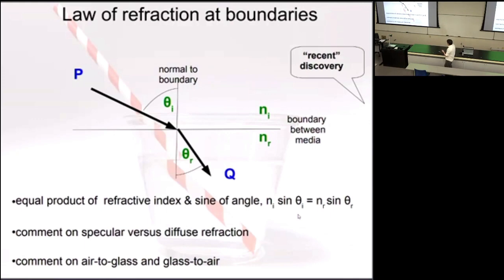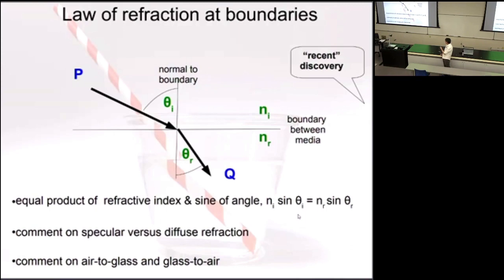So here's a picture of refraction, and it's going to lead us to a law of refraction downstairs here. Here's a horizontal line. Again, it's the boundary between two different optical media. So above the horizontal line might be air, below it might be water. We're going to label these two different optical media with a number. This number is called the refractive index. So there's NI here, upstairs. This is the refractive index of the incident medium. There's NR downstairs here. This is the refractive index of the refracted medium.